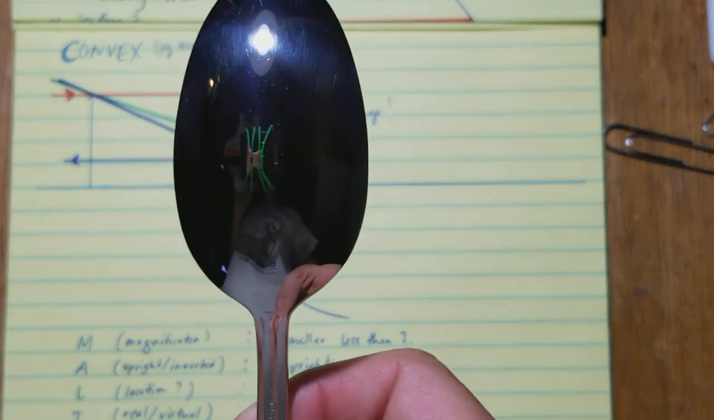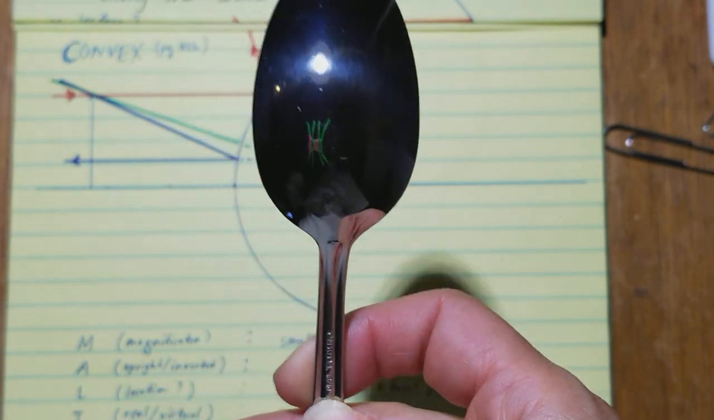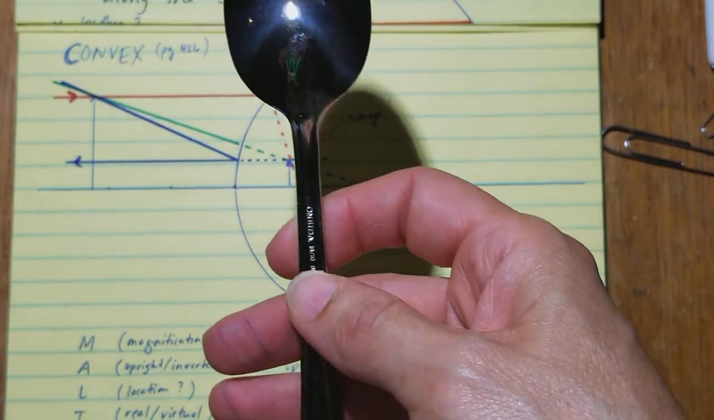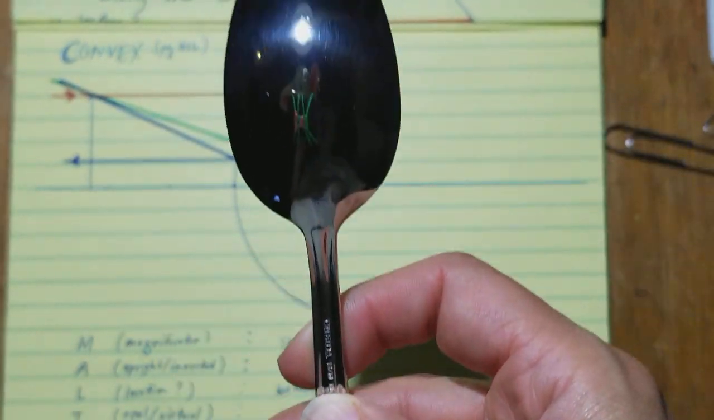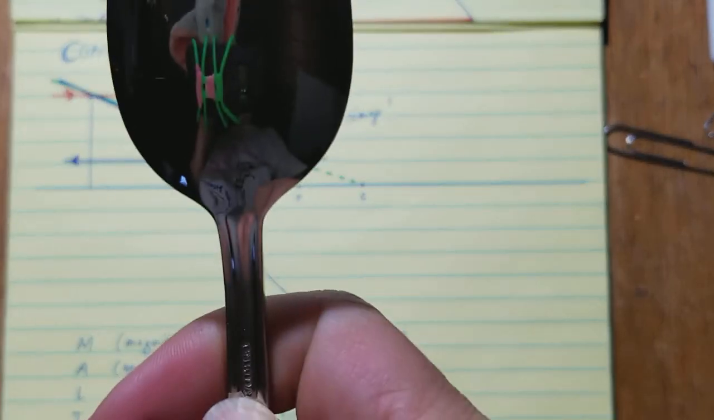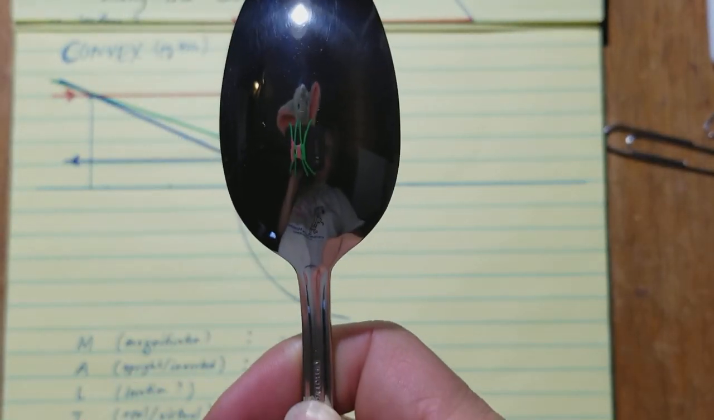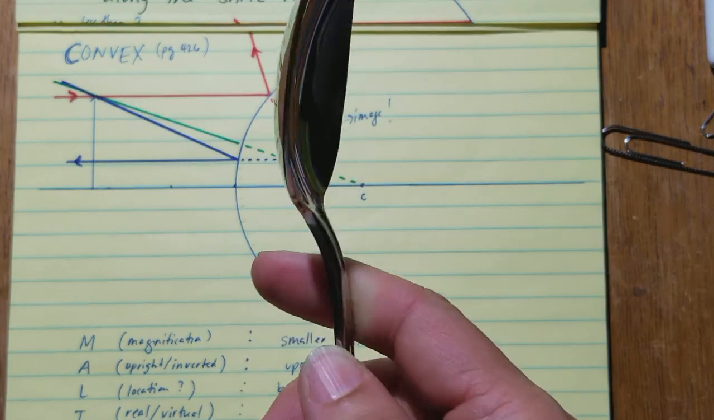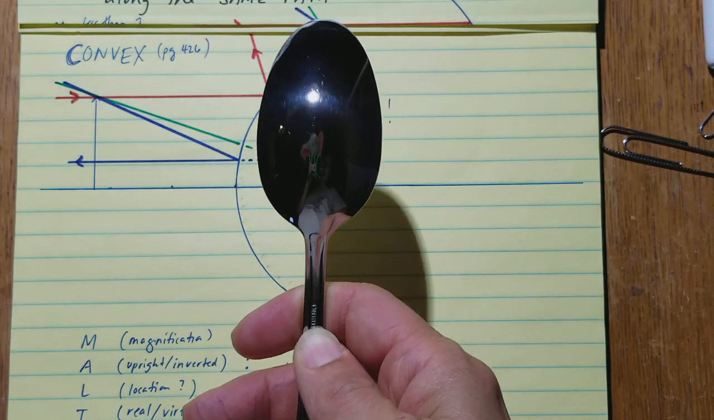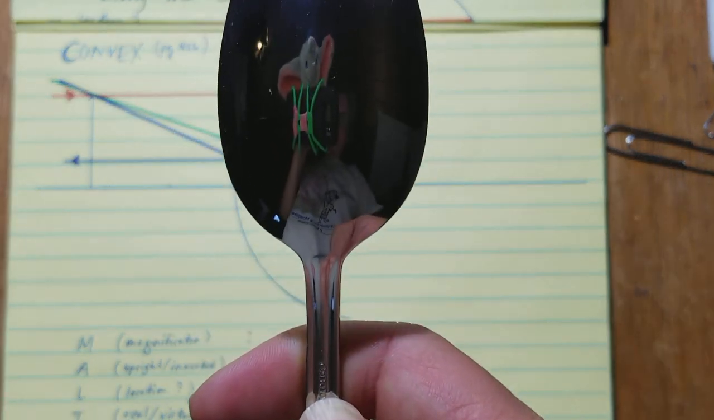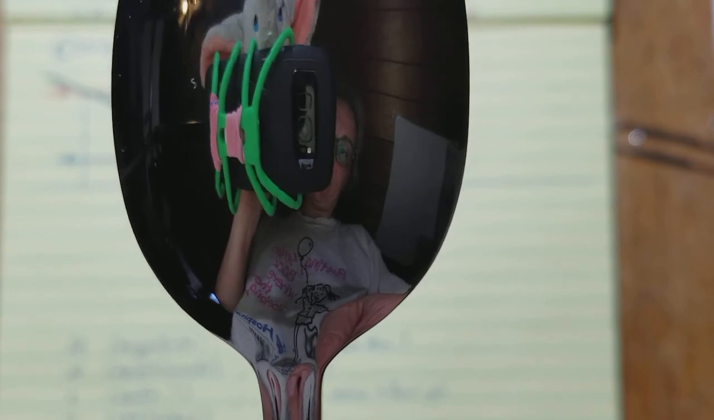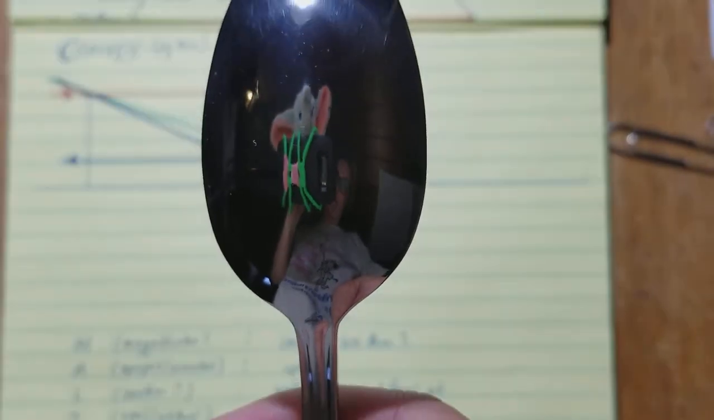Okay, so I went and grabbed a spoon, and I don't know if you guys can see Dumbo. Here's Dumbo. I'm going to put him above the phone. Whoops, got to get my angle right here. Oh, I probably should move my light away. Okay, so here you can see Dumbo. All right. Now I'm on the convex part, and you can see no matter where I move the spoon, Dumbo is always upright. Okay. And he's always smaller.